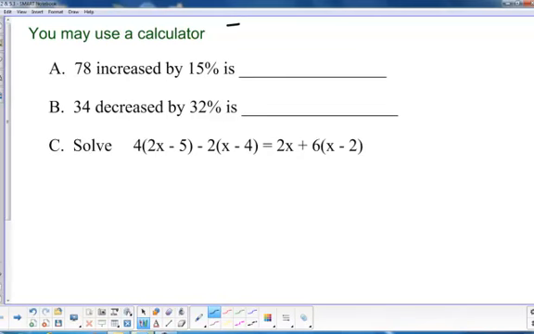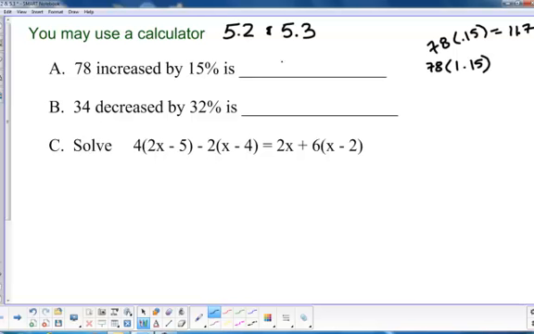Tonight we're going to do sections 5.2 and 5.3. We're just going to first start with a quick little review. If you remember, 78 increased by 15%. You could do this one of two ways. You could do 15% of 78, which if you use your calculator, you get 11.7, and then you could add that to the 78. Or if you just multiply 78 times 1.15, that automatically adds in the 15%, and you get 89.7. So this is the quicker route.